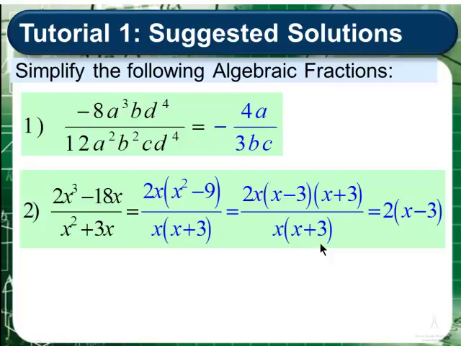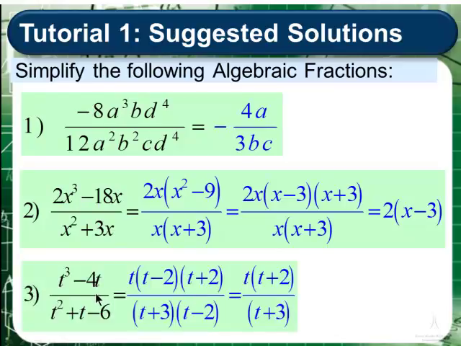And finally, if we reduce, the x's will cancel, x plus 3 will cancel with the x plus 3. We have the expression 2 in brackets times x minus 3 to be the simplified version of this particular algebraic fraction. In the third problem, we also have an algebraic fraction which can be factorized above and below the line, both in the numerator and the denominator position.